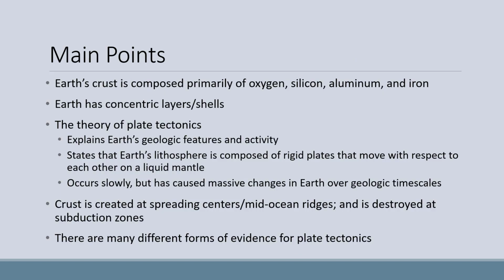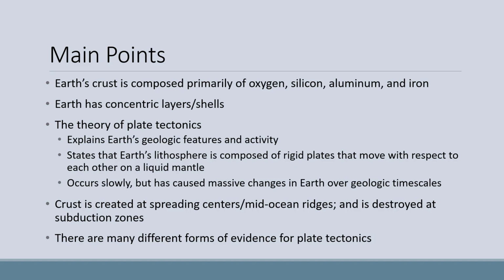That concludes the material. Let's go through and review the main points. Earth's crust is composed primarily of oxygen, silicon, aluminum, and iron. Earth has concentric layers or shells. The theory of plate tectonics explains Earth's geologic features and activities. It also states that Earth's lithosphere is composed of rigid plates that move with respect to each other on a liquid mantle. It occurs slowly but has caused massive changes in Earth over geologic timescales.